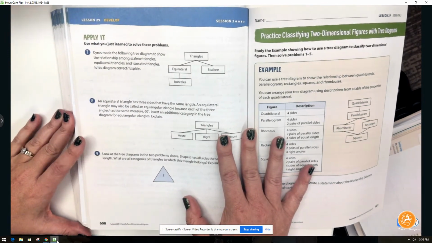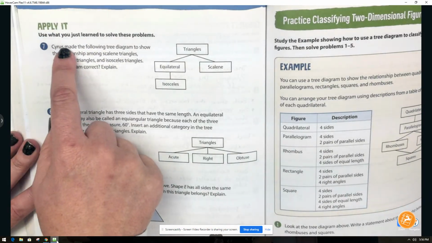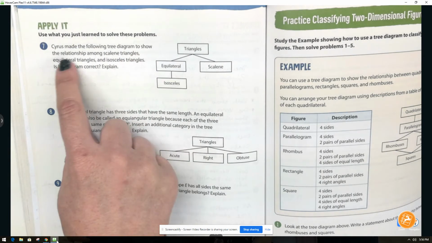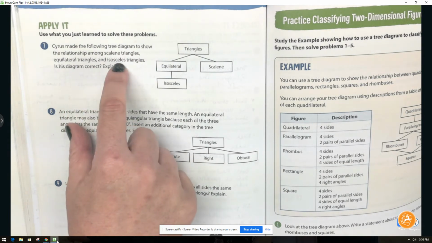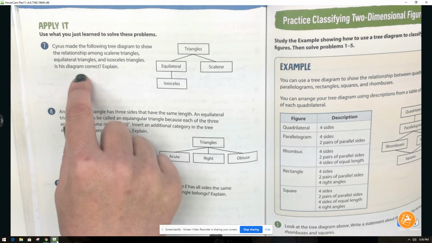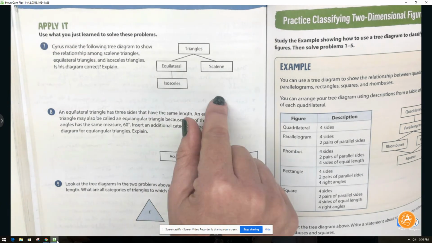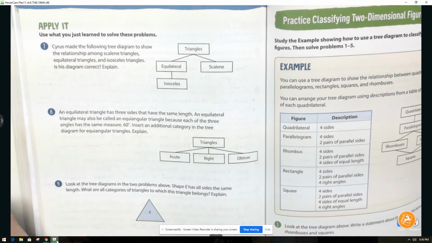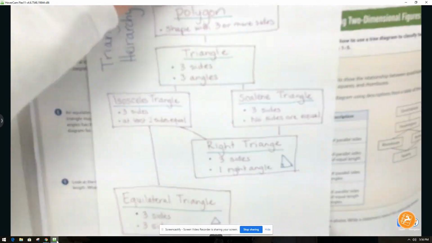So on number 7, on page 600, it says this: Cyrus made the following tree diagram to show the relationship among scalene triangles, equilateral triangles, and isosceles triangles. Is his diagram correct? Explain. So I want you to look at these triangles that are written here and think about the attributes of those triangles. I'm actually going to show you a triangle hierarchy that I created so that you could see what the hierarchy of triangles is.